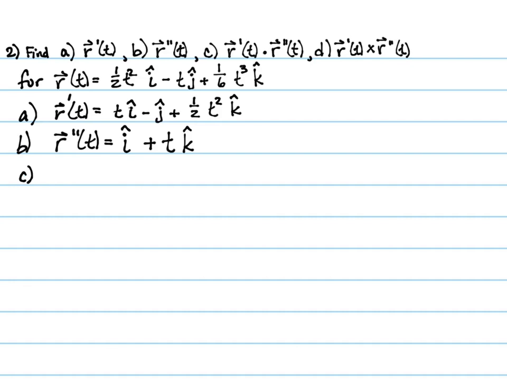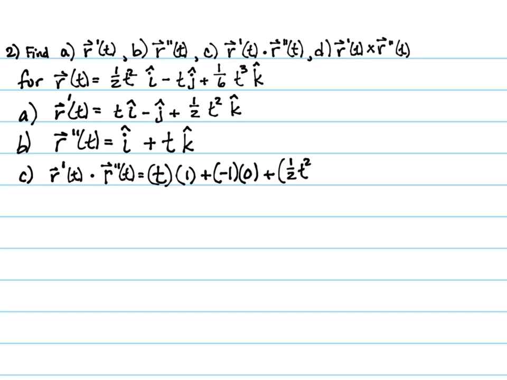So we need the dot product. What do we do for dot product? You multiply the coefficients of the components, not the ijk's, but the other pieces, right? So we have r prime of t dot r double prime of t. On the first one, it would be t times what? 1. And then I would have technically plus a -1 times 0. And then I would have a 1/2 t squared times t. Yep. If we simplify, what do we have?